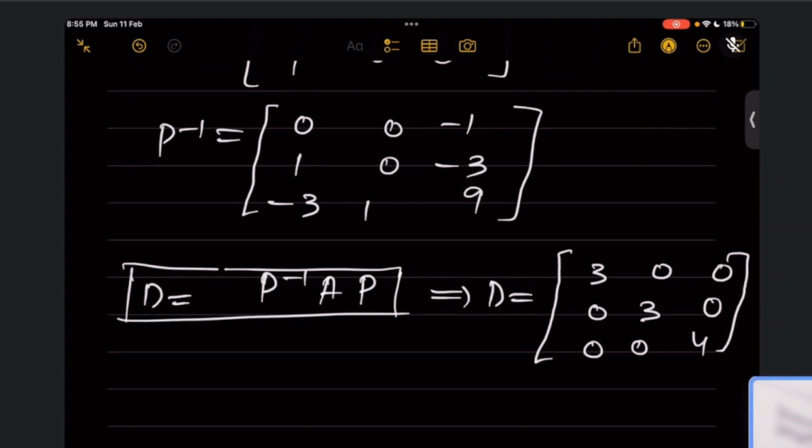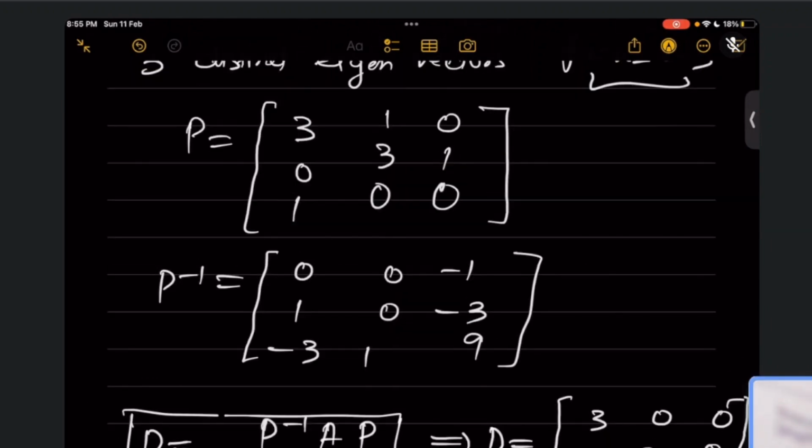And in the next session, tell me what you are getting as the value of A to the power 10. Okay. This is a homework question for you. In the next session, you tell me what you are getting.